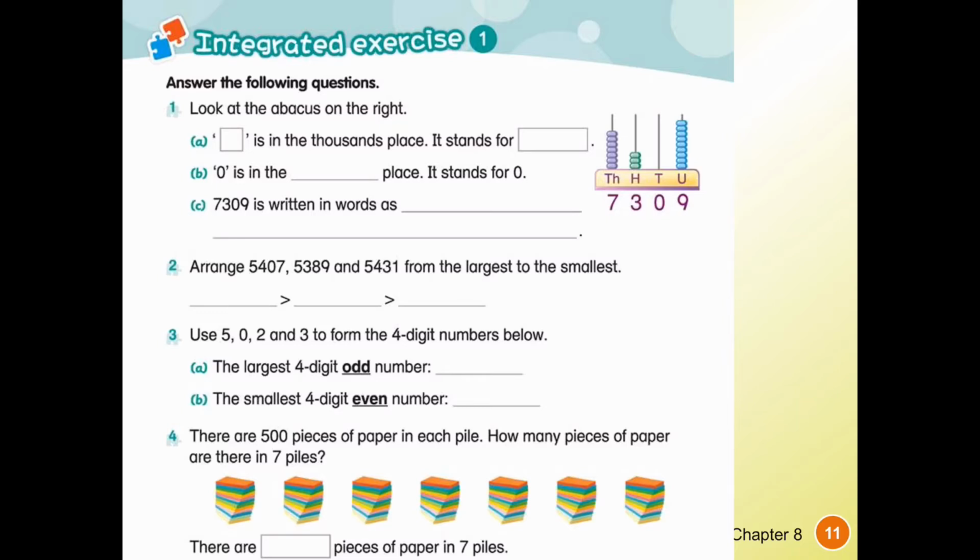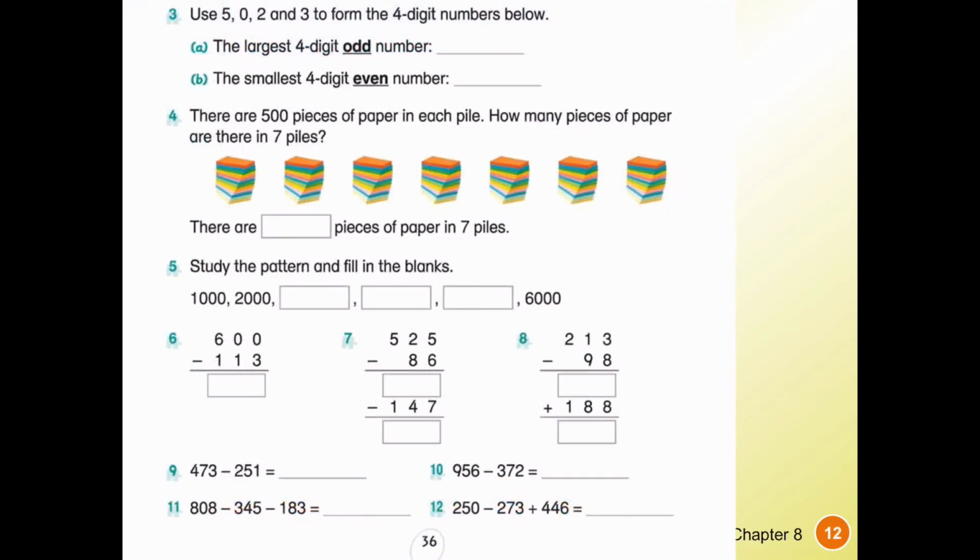So if we have 500 pieces of paper in each pile, that means the first pile we have 500, and then the second pile, including the first one. So 2 piles will have 1,000, and 3 piles we have 1,500, and so on.